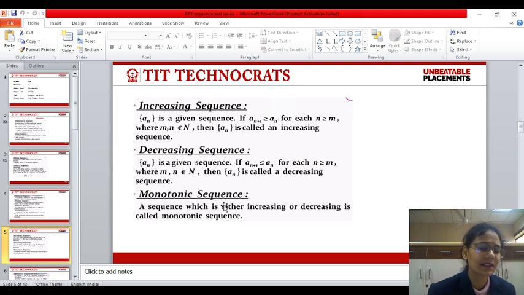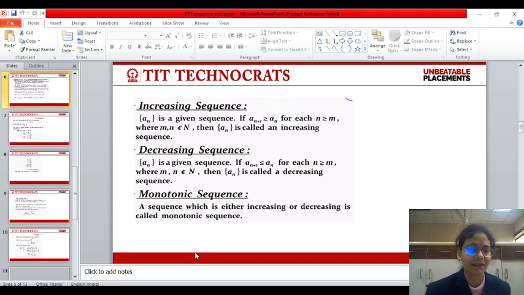Then we have the monotonic sequence: a sequence which either keeps on increasing or keeps on decreasing. That kind of sequence will be known as a monotonic sequence.